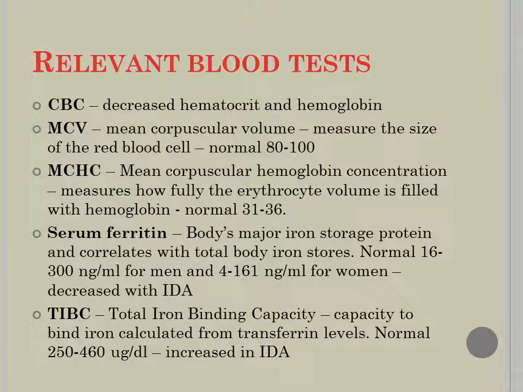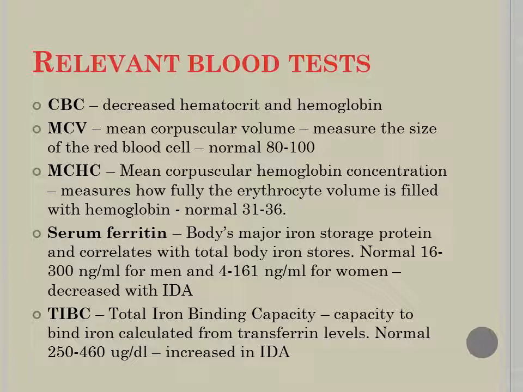Looking at the relevant blood test, you have your CBC levels, where you would notice a decrease in hematocrit and hemoglobin, and the size, the mean corpuscular volume. The normal is 80 to 100, so anything out of that range would be indicative of micro or macro. The MCHC, your mean corpuscular hemoglobin concentration, measures how full the erythrocyte volume is filled with hemoglobin, so a normal would be 31 to 36.